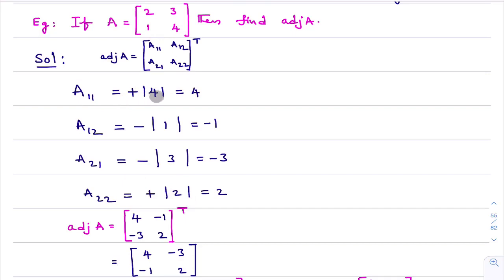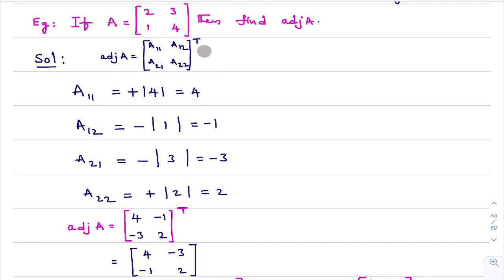See here, plus is there, determinant of 4 is 4, so finally we got answer 4. Minus is there because this odd number is there, determinant of 1 is 1 only, so final answer is minus 1. Minus because of this sum is odd, determinant of 3 is 3, so our final answer is minus 3. What happened here? I calculated cofactors of all these elements. You know how to calculate cofactor of elements.